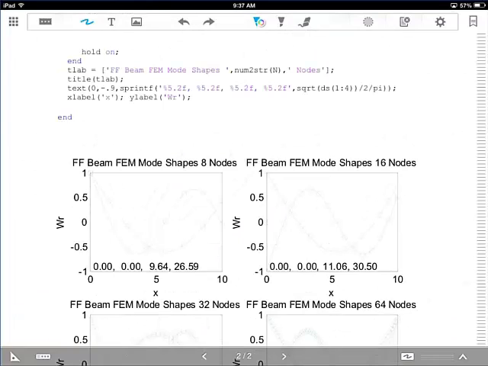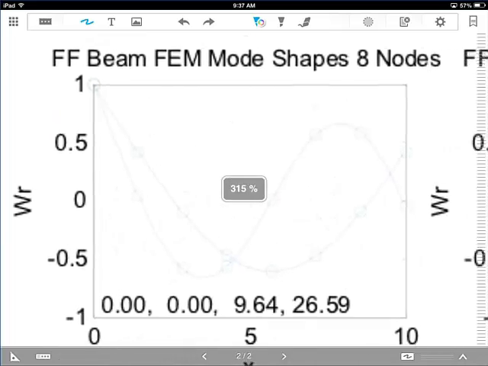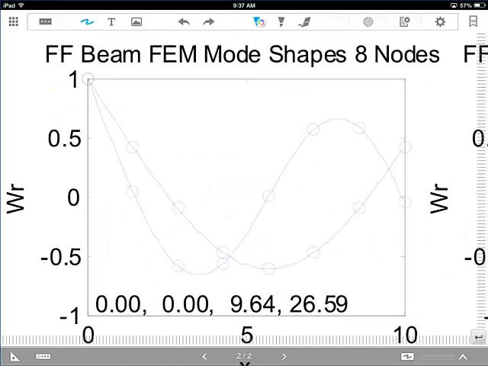So if you look at the first case where we had 8 nodes, 1, 2, 3, 4, 5, 6, 7, 8, the little circles are each of the nodes. And remember, at each node we have both a solution for the displacement and the slope. So you can see that between nodes you actually get a curved line, and that's the interpolation. If you just used linear interpolation, of course, you would have got something straight across. So the interpolation here gives you a curve.